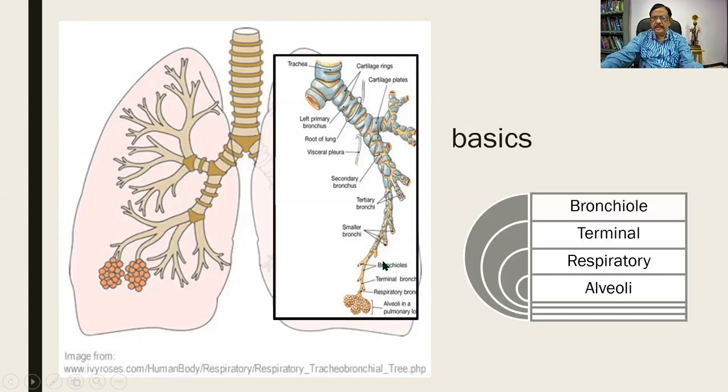Just see this. The bronchiole has been labeled as terminal, respiratory, then alveoli. Usually we think that terminal is last, but please remember that terminal comes before the respiratory bronchiole. So bronchiole is divided as terminal, respiratory, followed by the alveoli.